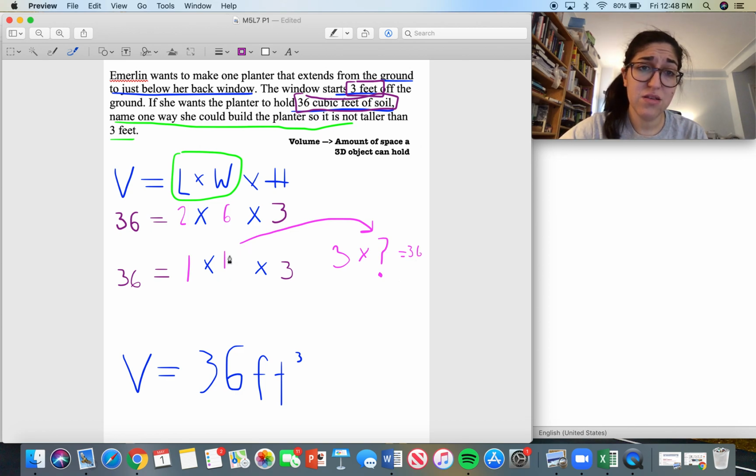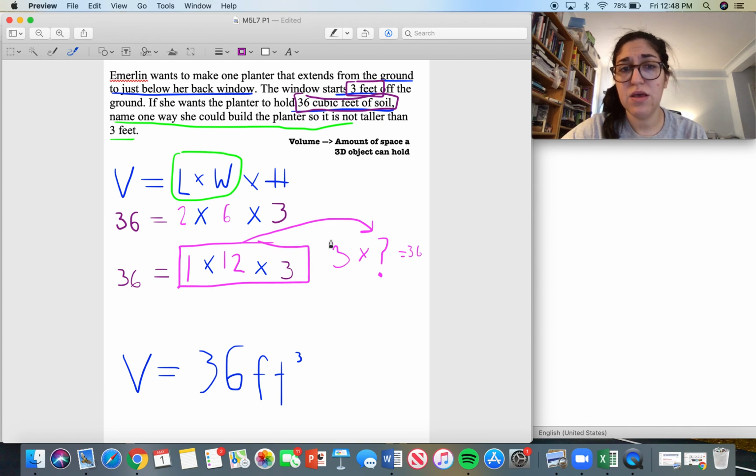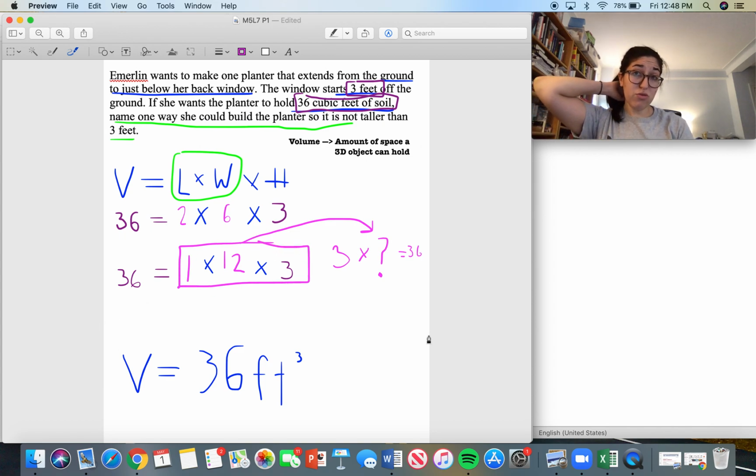3 times 12 is 36. So if I did this, 1 times 12 is 12, times 3 is 36, that would work as well. So our goal is to come up with something like this. What is a way that I can make the volume 36, what length and width could I use? That's basically what it's asking you to do here, all right?